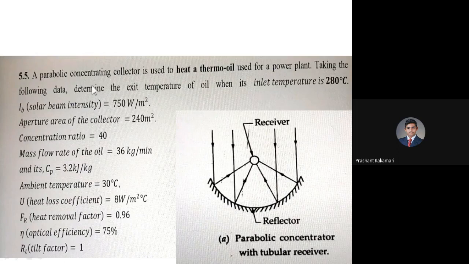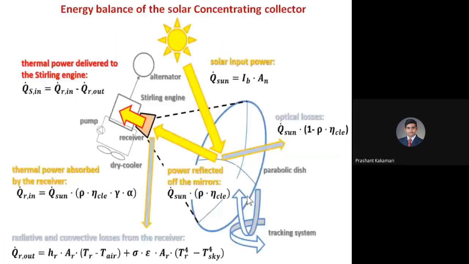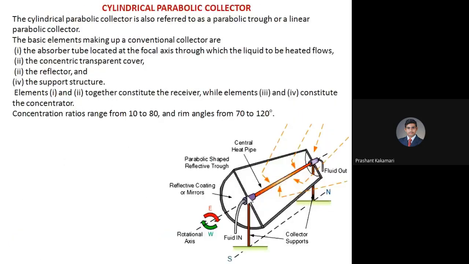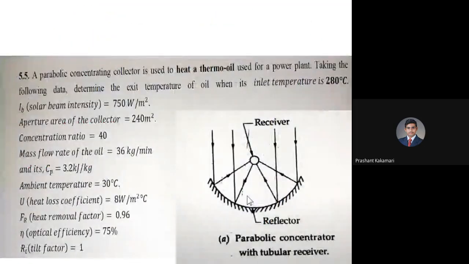Here they have given a parabolic concentrator, meaning it is a paraboloid dish like this. Its shape is this paraboloid shape. That concentrator is used to heat a thermo oil. So oil is flowing in the tube. That oil they have used for a power plant. Even the power plant is also not discussed in the syllabus.